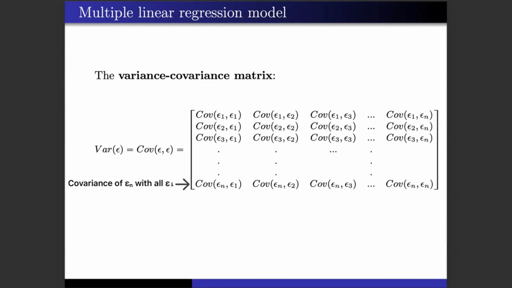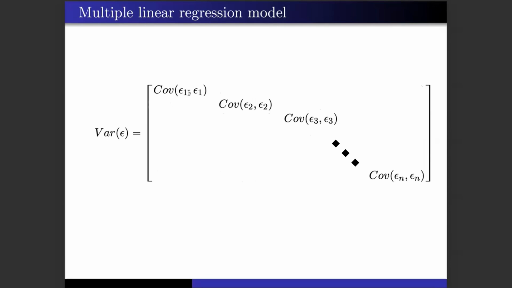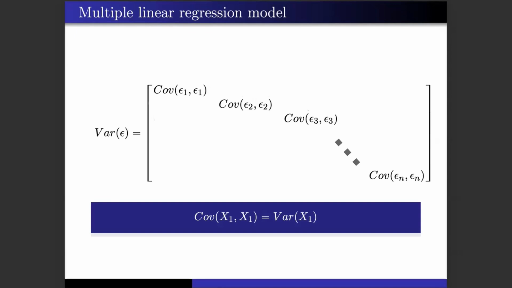We will continue doing this, and in the last row, we would write the covariance of epsilon n with all the other variables, which would be covariance of epsilon n with epsilon 1, covariance of epsilon n with epsilon 2, and so on till covariance of epsilon n with epsilon n. And we have the variance covariance matrix. Now look at the diagonal carefully. The first thing we have is covariance of epsilon 1 with epsilon 1, covariance of epsilon 2 with epsilon 2, covariance of epsilon 3 and epsilon 3. So if you move along the diagonal, we have the covariance of a variable with itself.